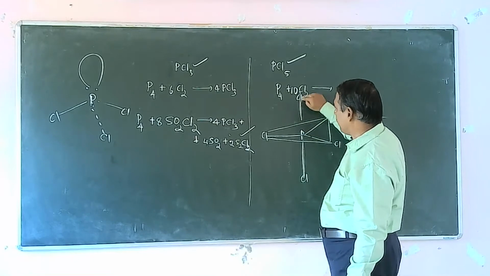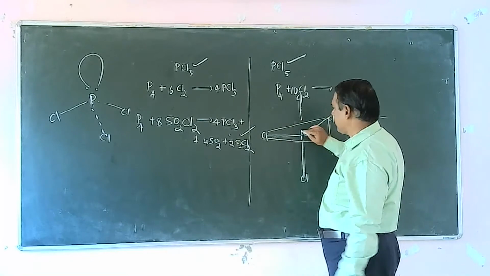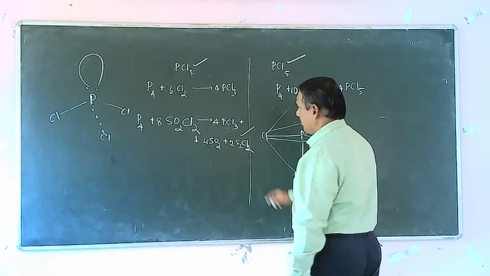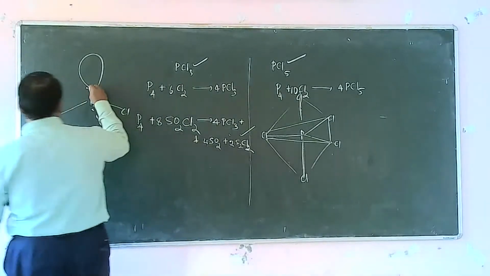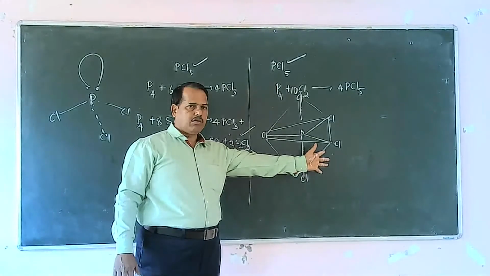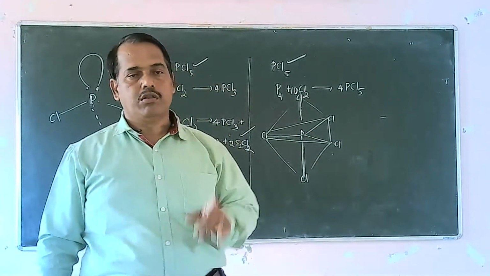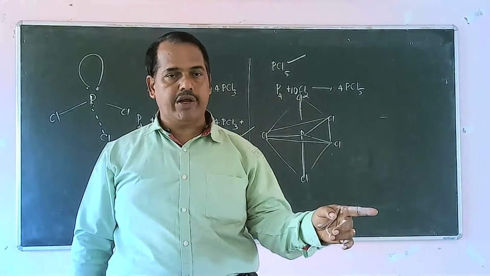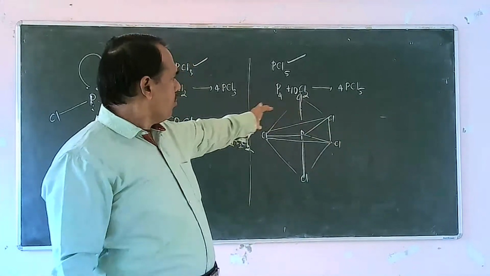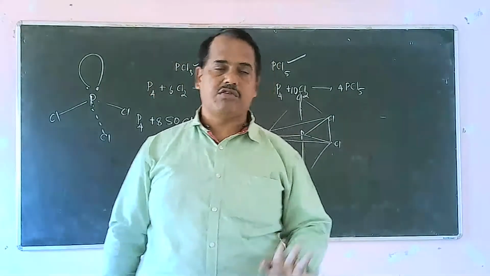See, axial bonds are away from the phosphorus atom due to repulsion, but equatorial bonds have less repulsion, so they are near. So this is nothing but the structure of phosphorus pentachloride. PCl3 is a pyramidal structure, and PCl5 is a trigonal bipyramidal structure. Are you clear? Phosphorus pentachloride is more covalent than phosphorus trichloride. Okay, we should go for its important reactions.